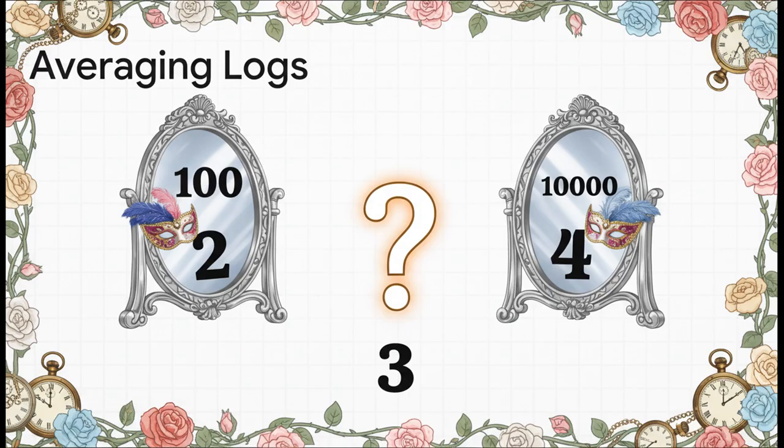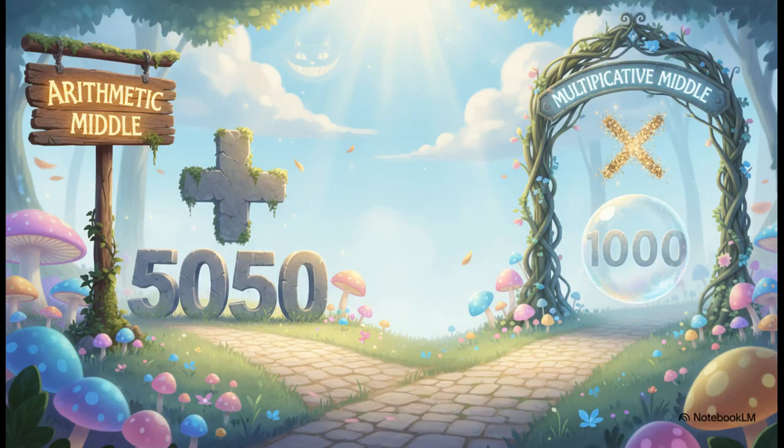Let's say the log of A is 2, meaning A is 100. And the log of B is 4, so B is 10,000. If we average those logs, the 2 and the 4, we get 3. But what does that 3 actually represent in the real world? Here's where it gets completely wild.